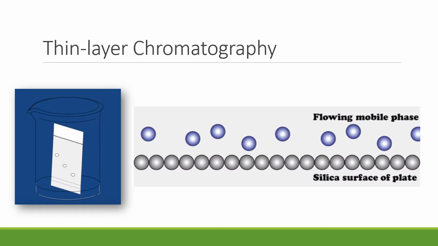So thin layer chromatography is a variation of that paper chromatography, where the stationary phase, instead of being paper, is a vertical plate covered in some type of highly absorbent solid, such as crystals of silica or a silica gel that you see here. And the mobile phase is still some solvent such as alcohol or water.